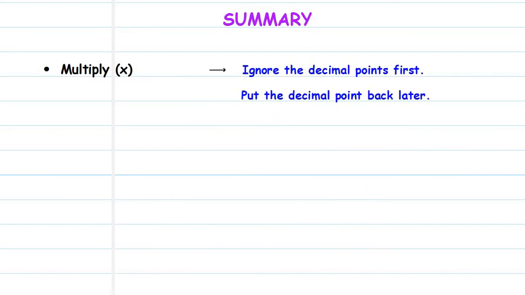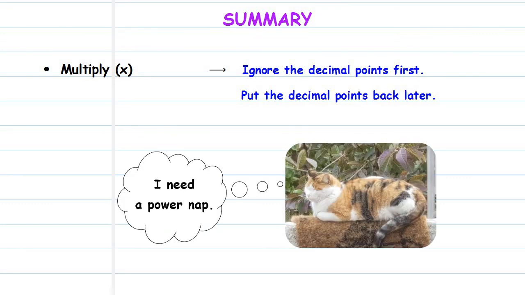Let's summarize what we learned today. We learned how to multiply decimal numbers. First, we ignore the decimal points and multiply them normally. Once we got the result, we put the decimal point back in. And that's pretty much the key concept. It's actually pretty straightforward. So far, we learned how to add, subtract, and multiply decimal numbers. And next time, we will try to learn how to divide decimal numbers.